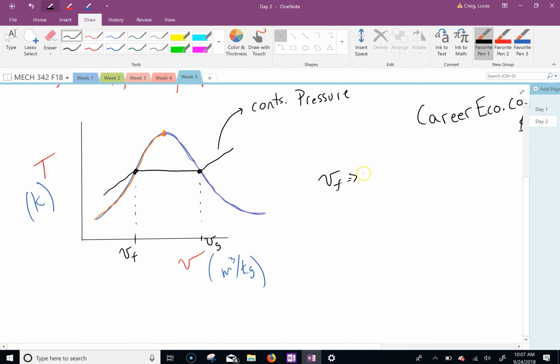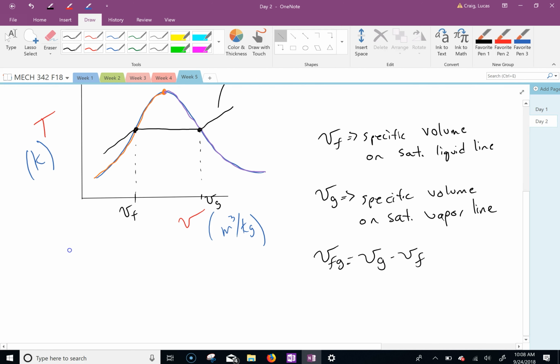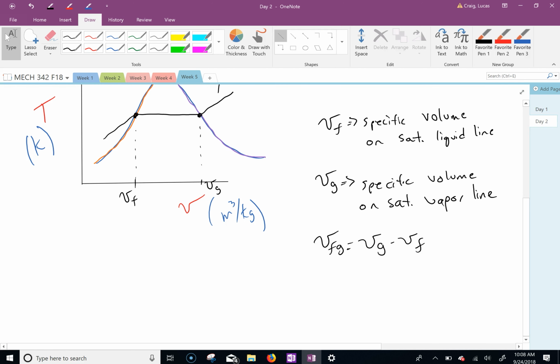So V sub F is the specific volume on the saturated liquid line. V sub G, specific volume on the saturated vapor line. And V sub Fg, which you see in your tables, is Vg minus Vf.